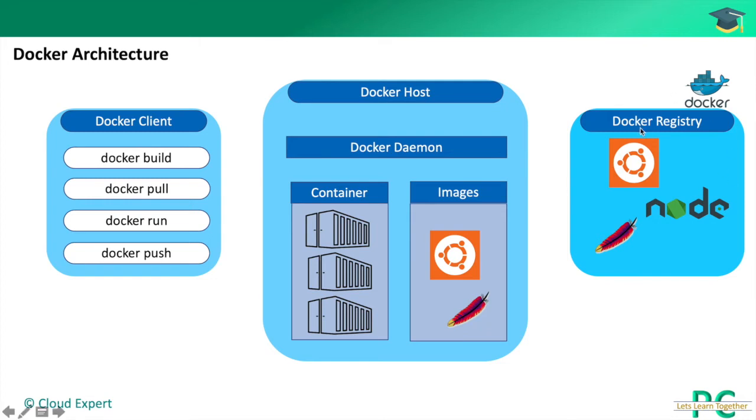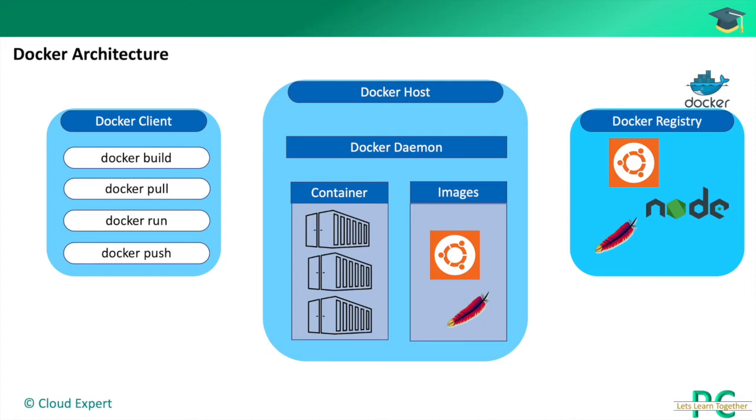And the last component is Docker registry. Docker registry is responsible for storing Docker images. The Docker client talks to Docker daemon, which does the heavy lifting of building, running, and distributing your Docker containers. Docker client and Docker daemon can run on the same system, or you can connect to a remote Docker daemon.